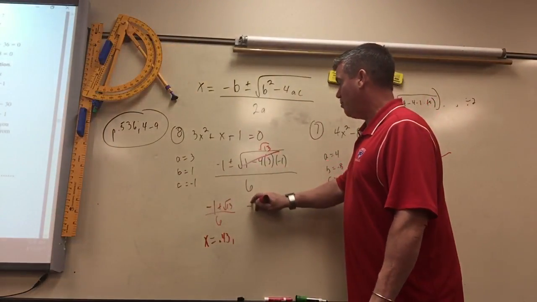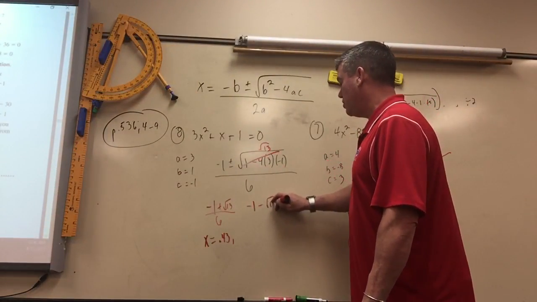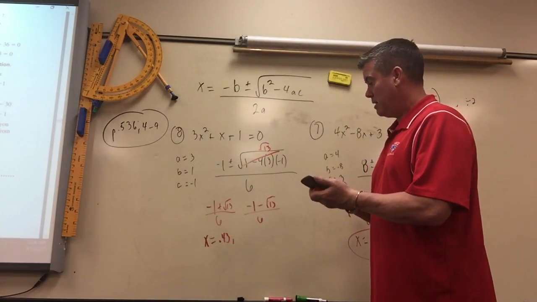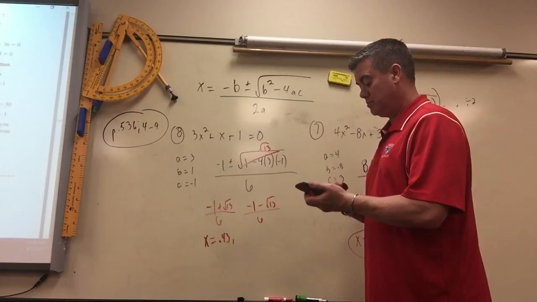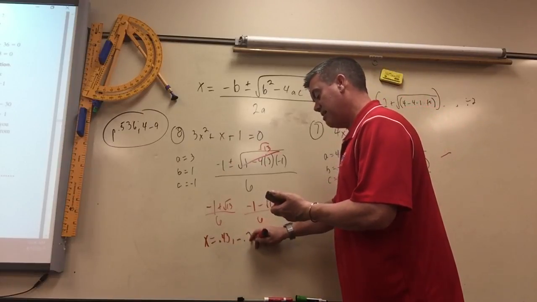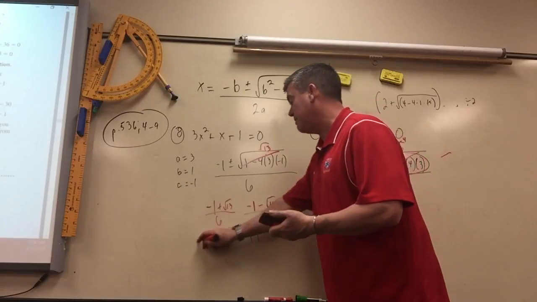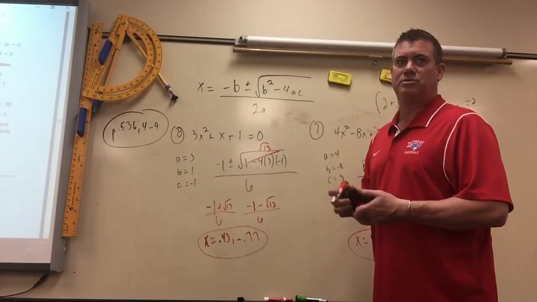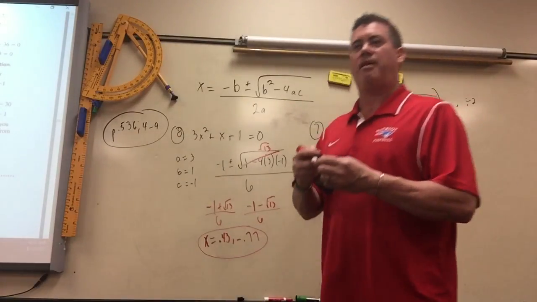Then you've got to do negative 1 minus the square root of 13, press equals and then divide by 6. And that's negative 0.767, which would round to negative 0.77. Number 9 is going to be like that. You're going to get decimals, so round to 2 decimal places.